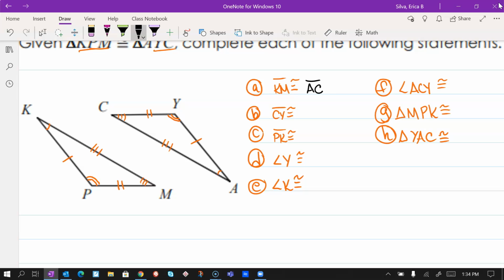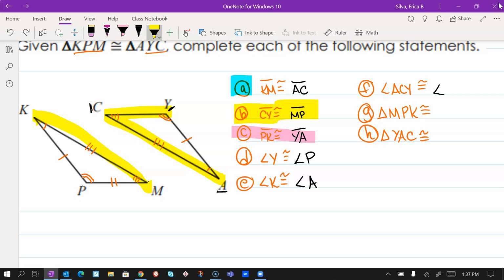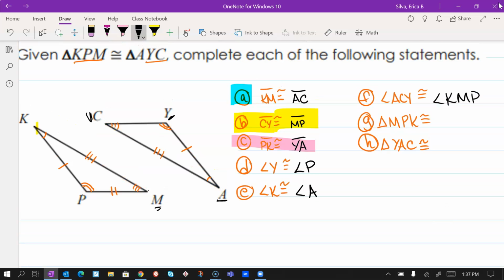Then we've got CY is congruent to MP, segment MP, go back, YA, sorry, oh my goodness, Miss Silva, KM and then P. So we look at the middle one has two arcs, the middle one has three arcs. We started with M, then P, then K. So what's another way to name this triangle using that same order? What matches with M? Right, CYA, triangle CYA.